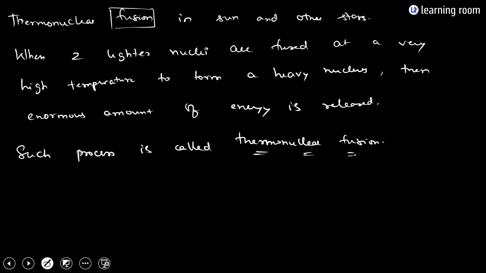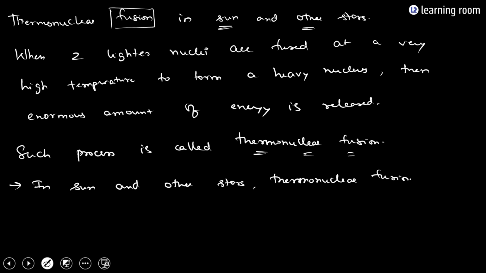So, the reason why we call it thermonuclear fusion in sun and other stars is because this is the reaction that takes place inside the Sun and other stars to release the level of energy that we are able to utilize. Here, you can make a note. In Sun and other stars, thermonuclear fusion. Right? So we can make a note like this.